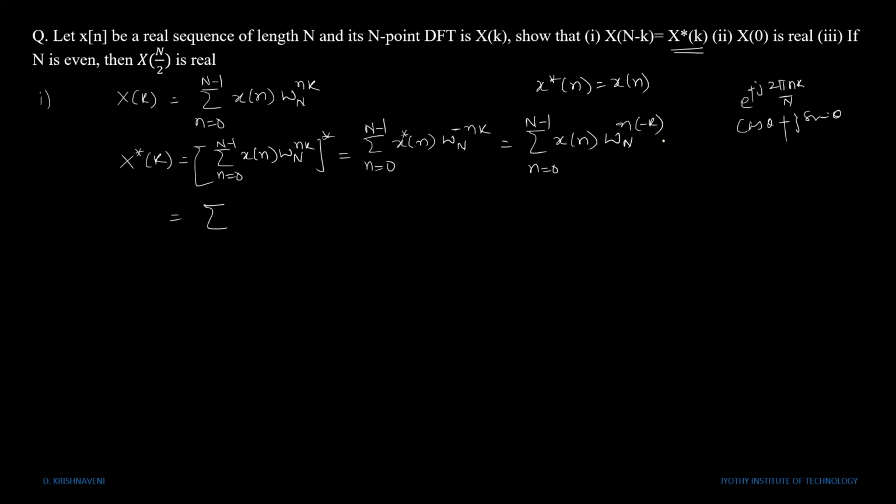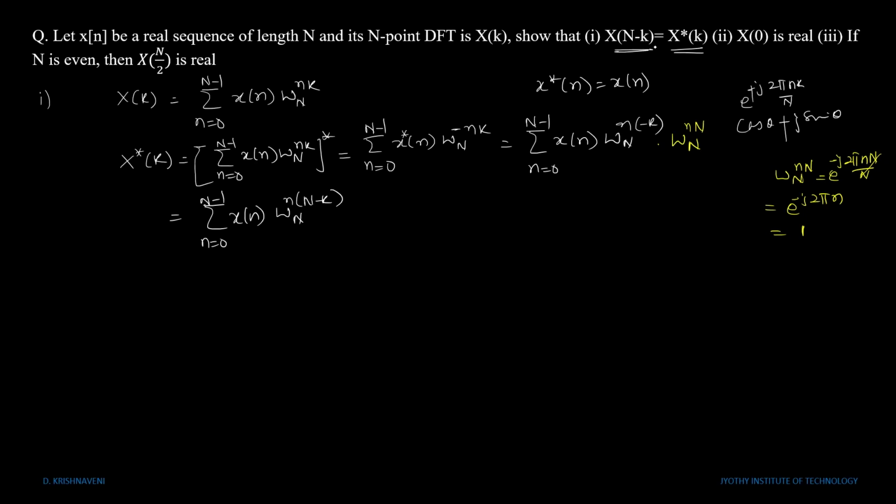so here what I will do is I will multiply with W_N to the power of nN. So W_N to the power of nN is what? e to the power of minus j 2 pi n N by N, which is e to the power of minus j 2 pi n, or 1. So when we multiply, what will we get? Summation n = 0 to N minus 1 of x(n) W_N to the power of, if I take n common, I'll get n(N minus k). Why did I multiply with W_N to the power of nN?